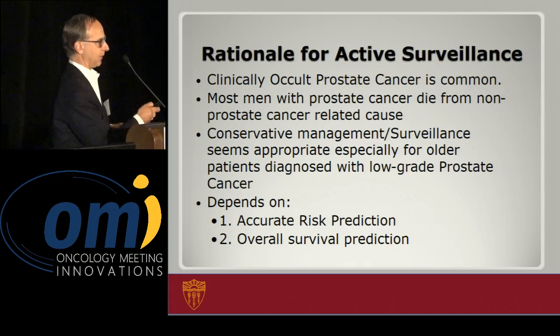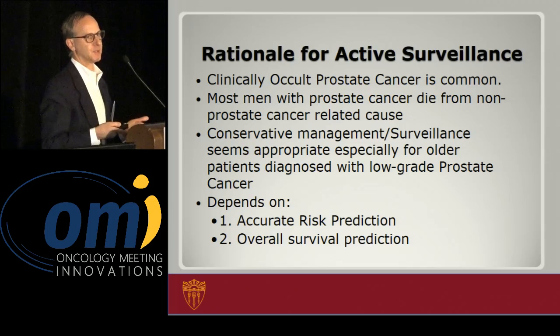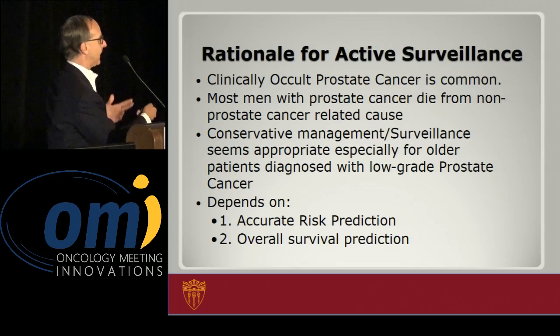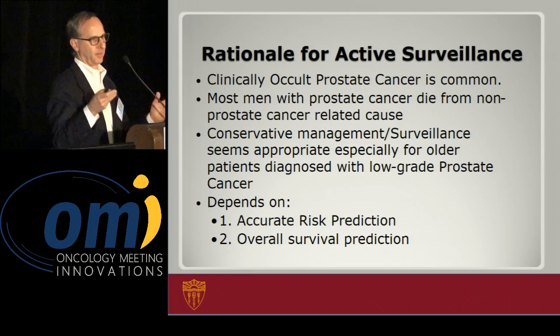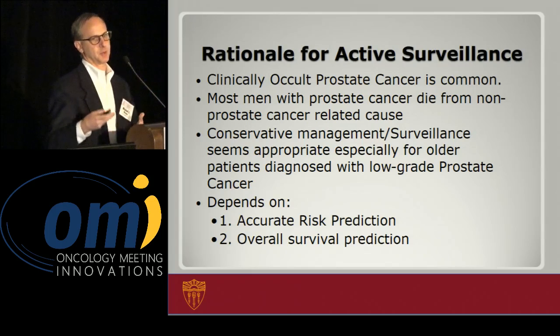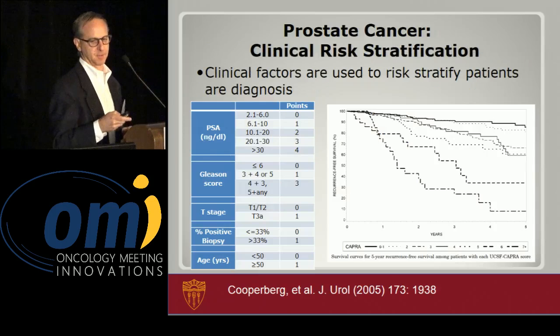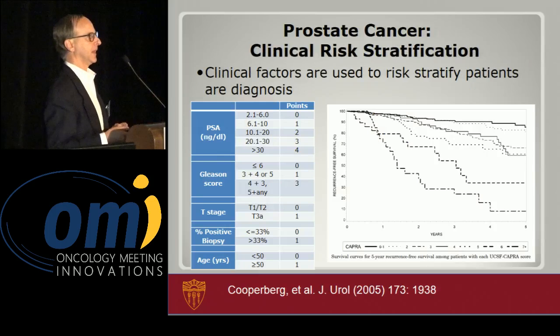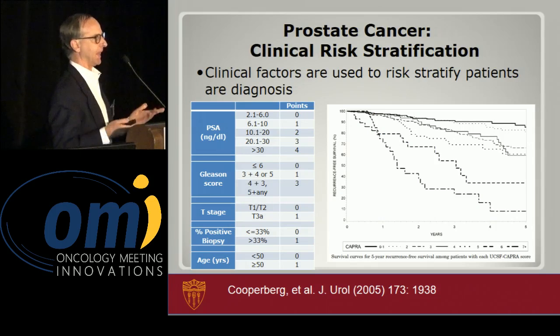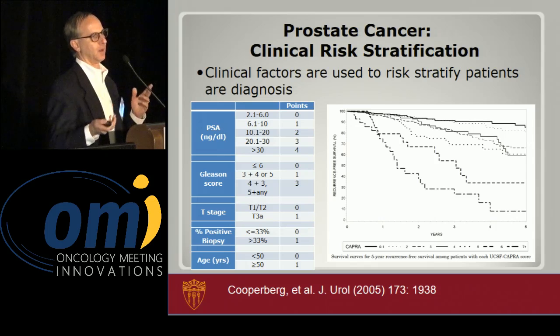So we have to try to really, as precisely as possible, determine what's the risk of prostate cancer related complications, and also have some idea about the overall risk for death from other causes. So if we're really going to balance this as we approach our patients, we should be able to look at both sides.